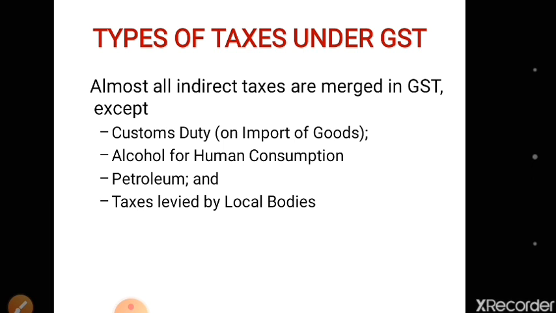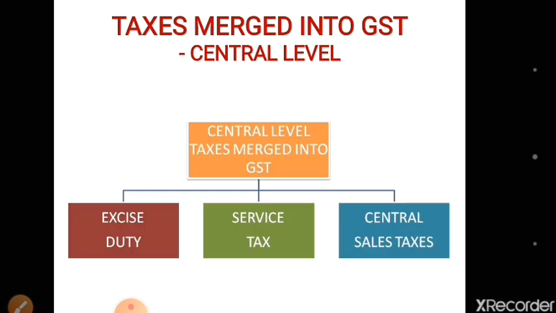Types of taxes under GST. Almost all indirect taxes are merged in GST except customs duty on import of goods, alcohol for human consumption, petroleum, and taxes levied by local bodies.